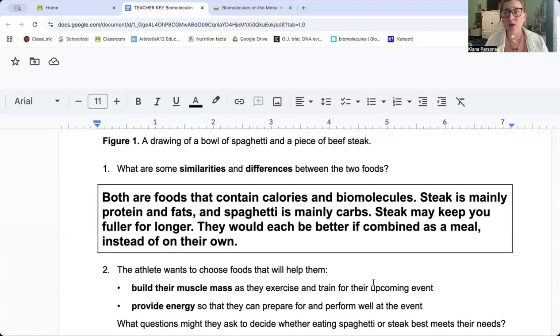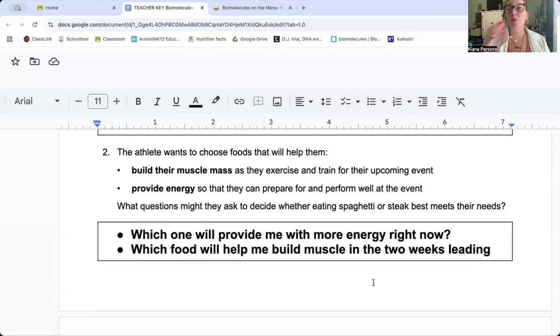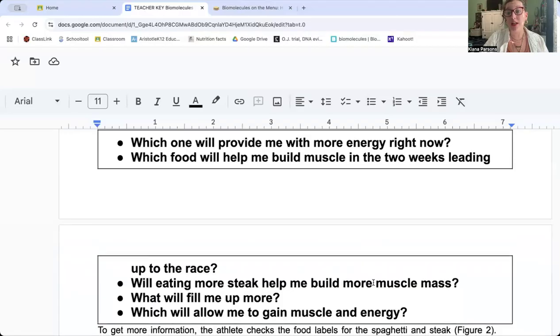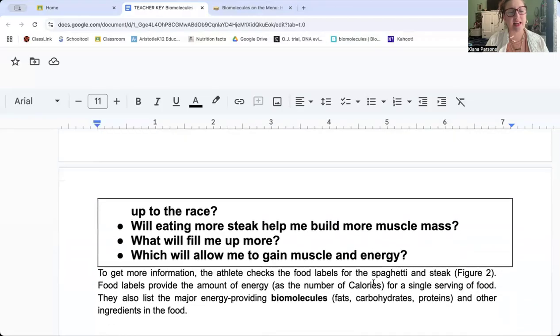Which food will help me build stores of energy so that I'm ready to go on the day of the race? So, those are some options, some other options here. Which one will provide me with more energy right now? Which food will help me build muscle in the 2 weeks leading up to the race? Will eating more steak help me build more muscle mass? Which food will help me fill up more? Which food will allow me to gain both muscle and energy? Right, so you could write your own questions here, but I want to see at least 3 questions for this number two.